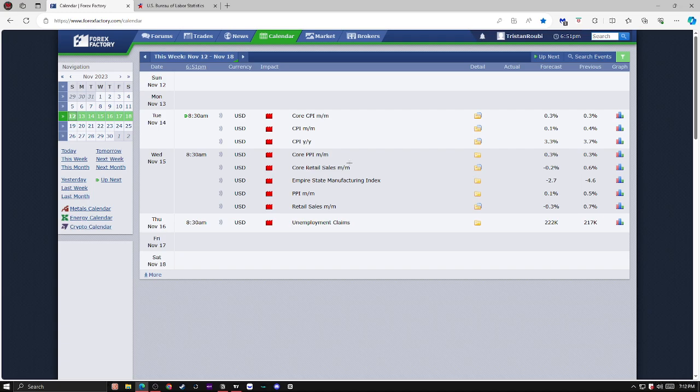But right after CPI, we have Wednesday, which comes in with core PPI, core retail sales, Empire State Manufacturing Index, PPI monthly, and retail sales monthly. That's a lot of info to take in. That is a lot of news to take in right after CPI. Those two days are going to be the wildest days I've ever seen. A lot. And so this is good.